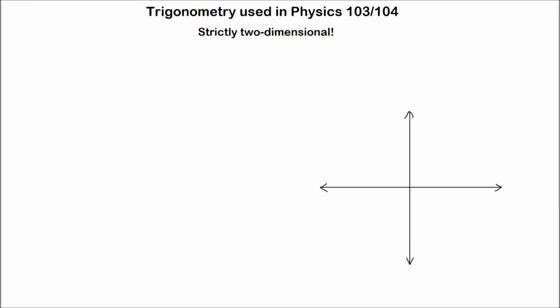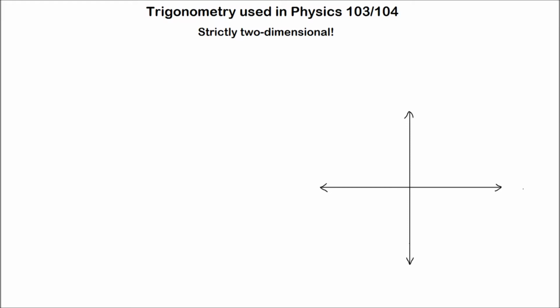Now, even though we live in a three-dimensional environment, we are going to stick to strictly two-dimensional trigonometry. And the reason for that is 3D trig is extremely complex, and we dare not go there.